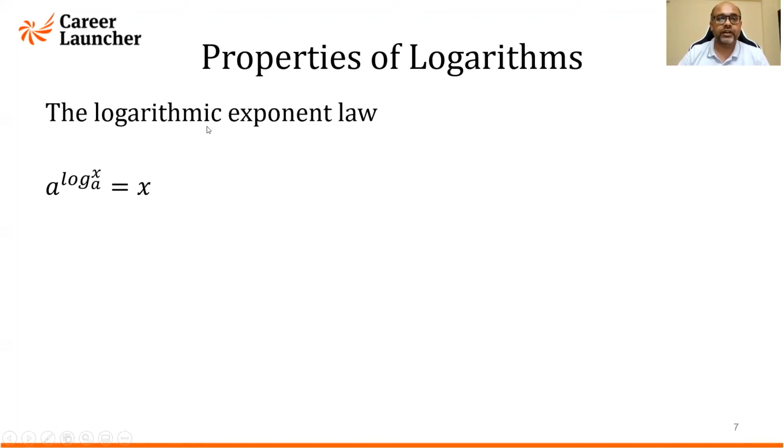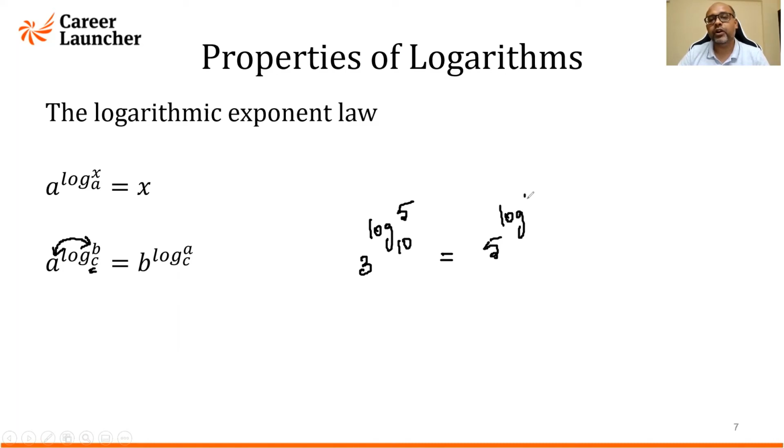The second part of this law is again something very interesting. If I have a power log b base c, then keeping the c same, I can interchange these two and the answer will still remain the same. Which means if I have 3 raised to the power of log 5 to the base 10, I can write it as 5 to the power of log 3 to the base 10. The 10 will not change, but these two can interchange and the value will remain the same. These are all the properties that we're going to use in logarithms, friends.